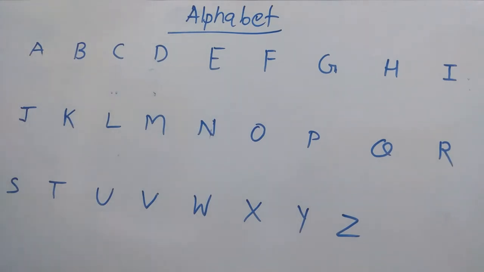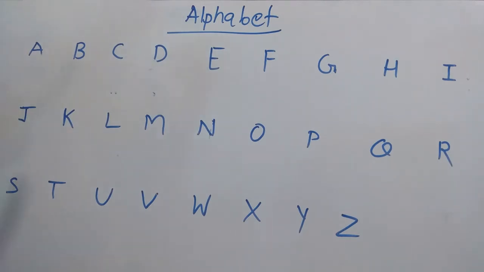As in the previous class, we have learned some common phrases. Today we will learn the alphabet in German. So let's start. First letter is A.